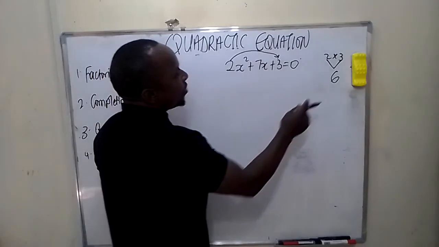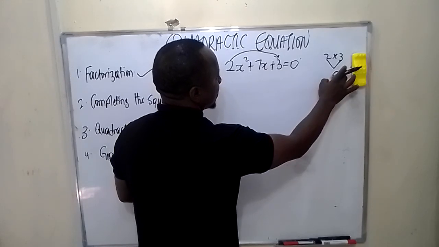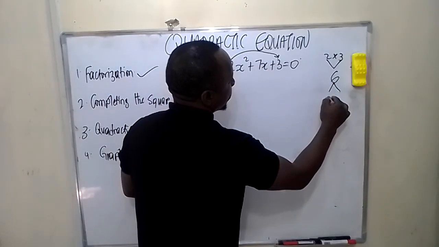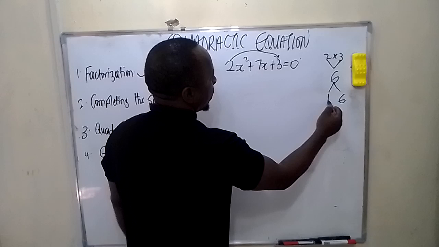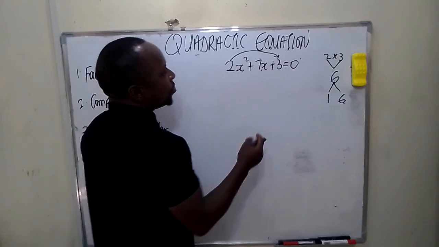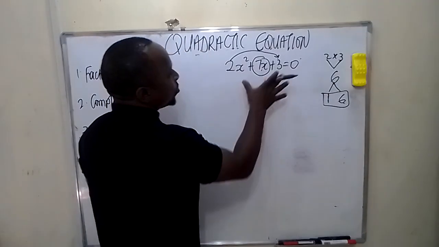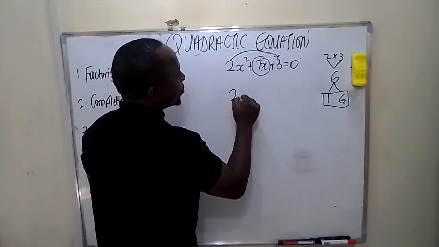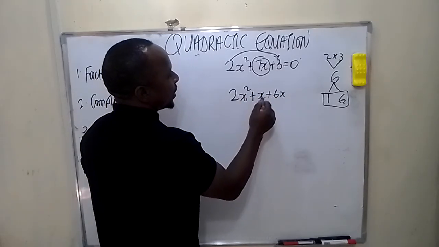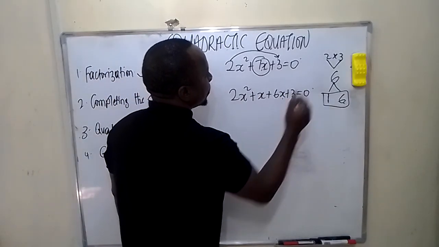The next thing we'll be doing is to think of 2 factors of 6 such that when we multiply, we are going to get 6. When we add, we are going to get 7. And the 2 factors are 1 and 6. 1 times 6 will give us 6. 1 plus 6 will give us 7. So the next thing we are going to do is to replace this 7x with these 2 factors. So this equation will become 2x squared plus x plus 6x. X plus 6x will give us 7x plus 3 equal to 0.